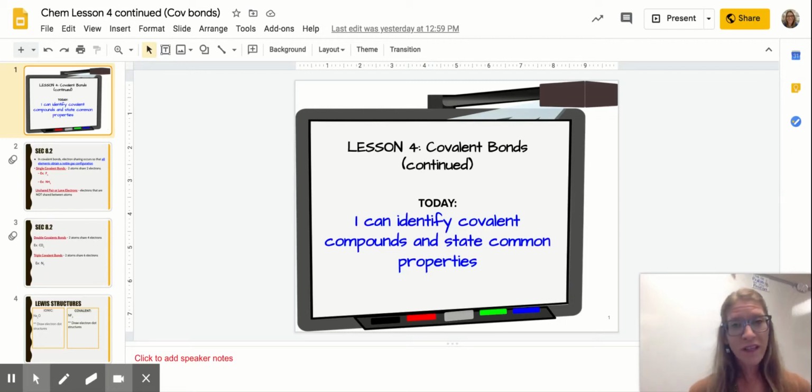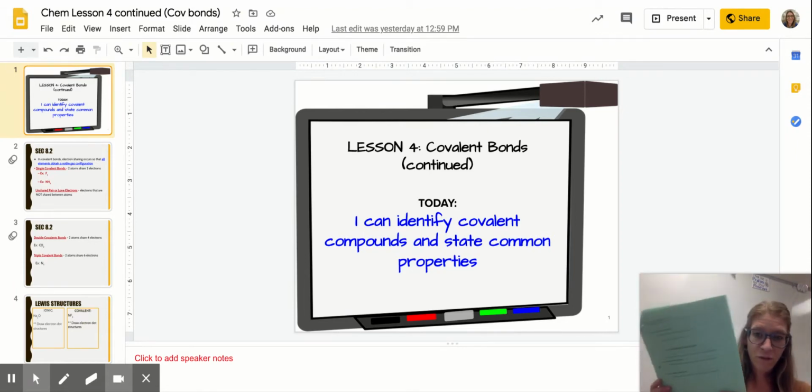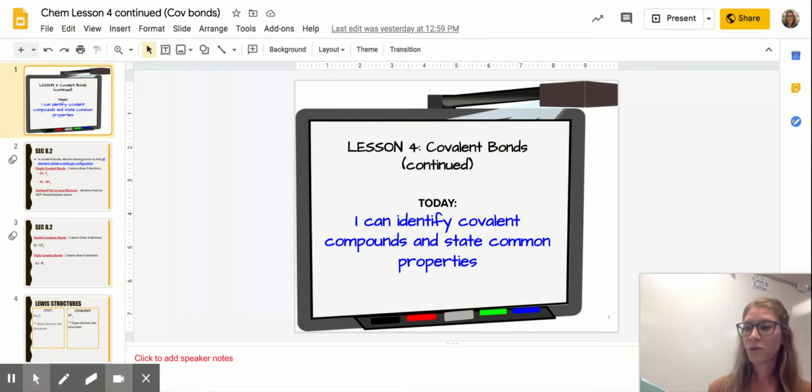The notes for lesson 4 are a continuation of the notes from yesterday. So we're still talking about covalent bonds. The notes in your notes packet will start on page 5, which is section 8.2.